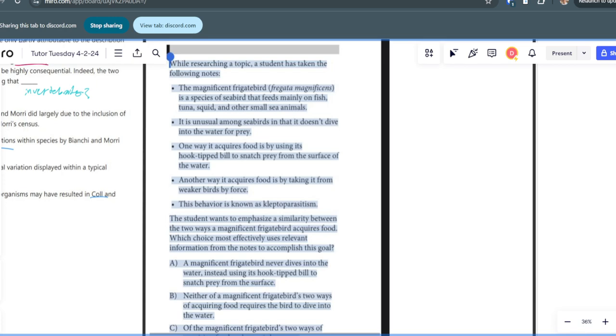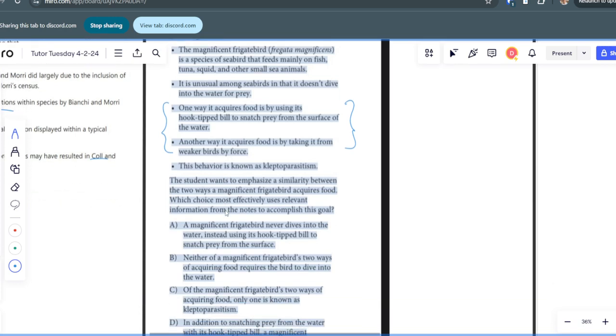So what are we doing here? We're emphasizing a similarity between the two ways a magnificent frigate bird acquires food. Similarity. Emphasize a similarity. So I guess now I can look back to the notes. It says here, the magnificent frigate bird is a species of seabird that feeds mainly on fish, tuna, squid, and other small sea animals. It's unusual among seabirds in that it doesn't dive into the water for prey. One way it acquires food is by using its hook-tipped bill to snatch prey from the surface of the water. Another way it acquires food is by taking it from weaker birds by force. So there's the two ways.